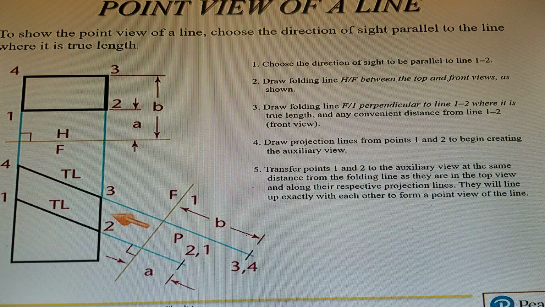Transfer points 1 and 2 to the auxiliary view at the same distance from the folding line as they are in the top view, along their respective projection lines. They will line up exactly with each other to form a point view of the line. So good luck.